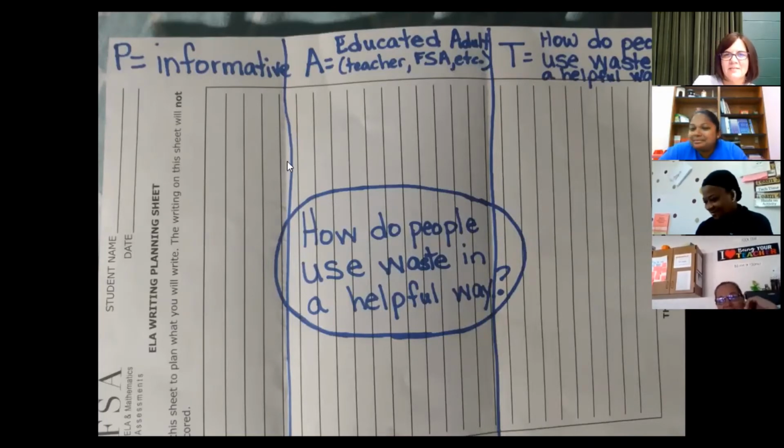So in the middle part, obviously, as you see, as we're going to be making our map, that again is our task. So that's what you would put in the middle.